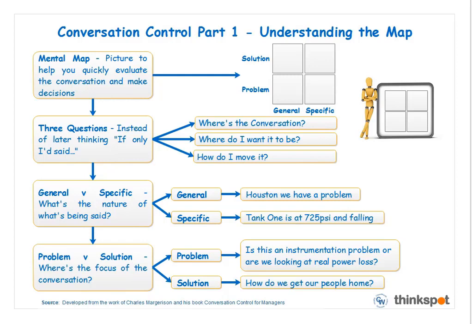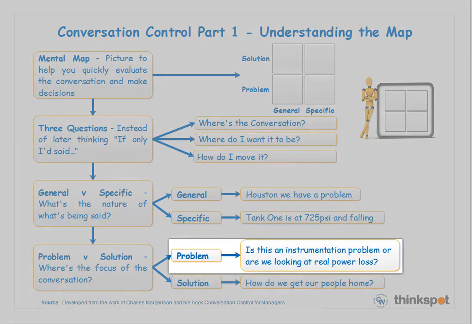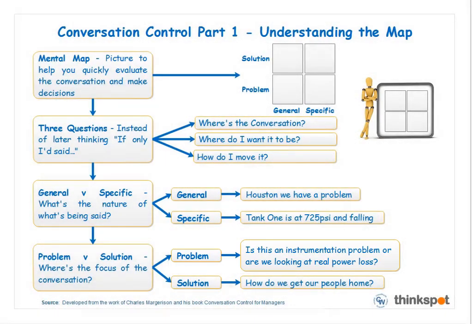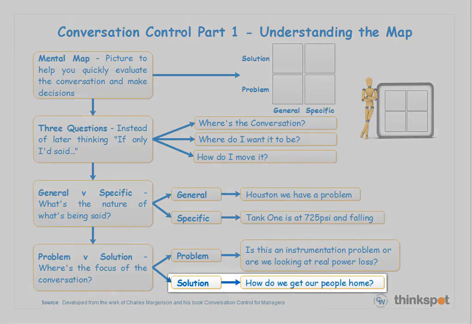Let's look at 2 more Apollo 13 quotes from the flight director Gene Kranz. "Is this an instrumentation problem, or are we looking at real power loss?" That's him getting much more specific about the problem, and later he makes it very clear what the job for the assembled scientists now is. "How do we get our people home?" That's solution-focused thinking, and he wants them to all be doing the same. As you'll see later in this series, he's moved the conversation into the direction phase.